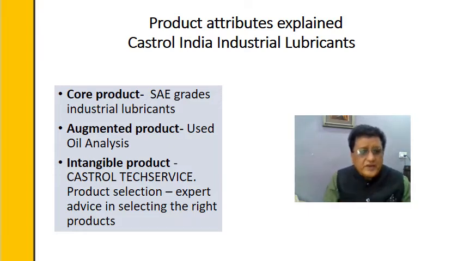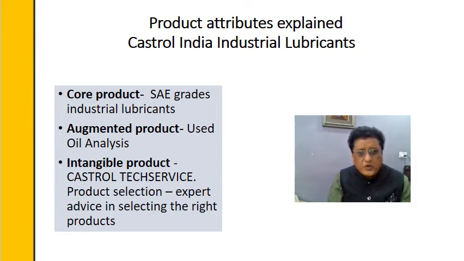So for their industrial lubricant customers, what is the core product? The core product is industrial lubricant, which is SAE grade. SAE means Society of Automobile Engineers. So depending upon viscosity grades, you sell lubricants. So SAE 30, 40, 50, something like that. So the core product is industrial lubricant.